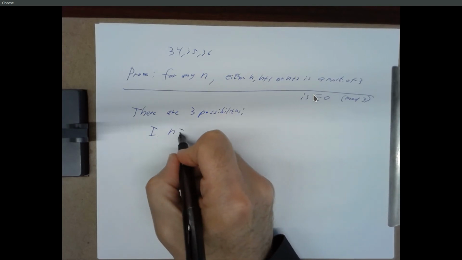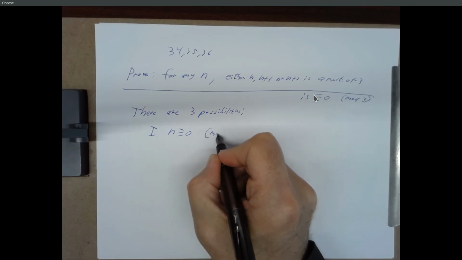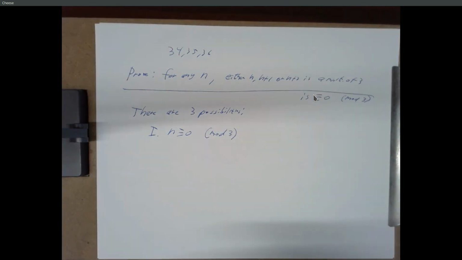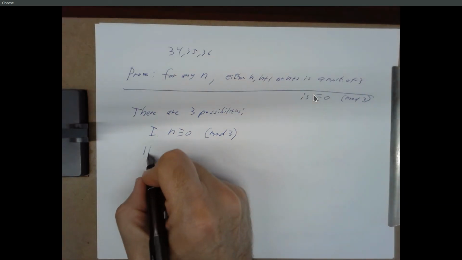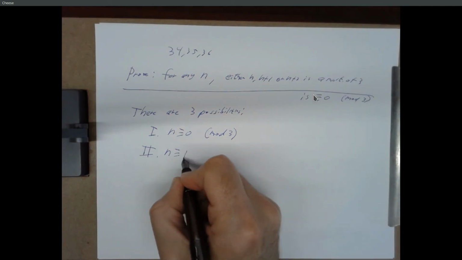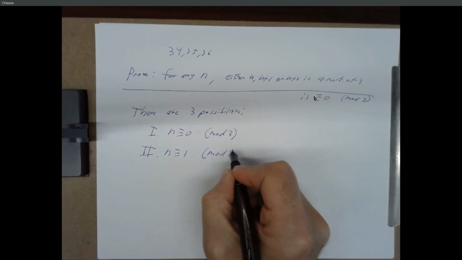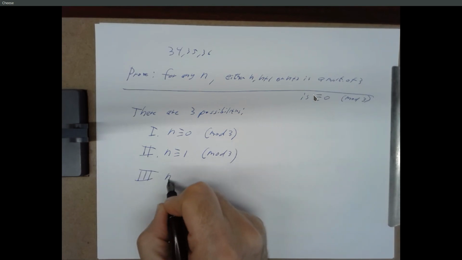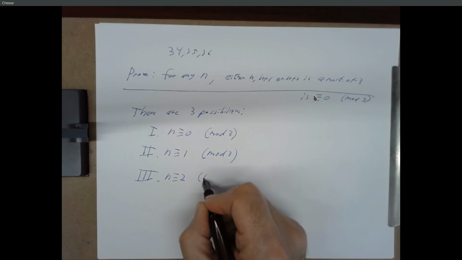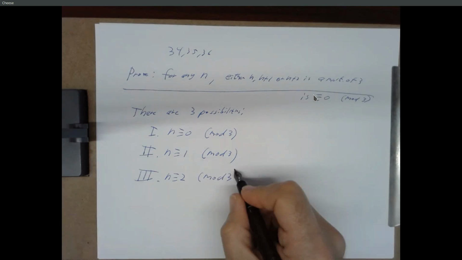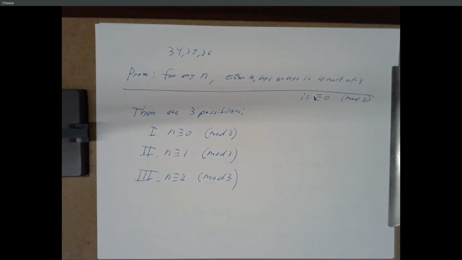Case 1, n could be congruent to 0 mod 3, in which case we're done, because n is a multiple of 3. Case 2, n could be congruent to 1 mod 3. Or case 3, n could be congruent to 2 modulo 3. Does everybody agree that one of these situations has to be true? Because n is always congruent to either 0, 1, or 2.